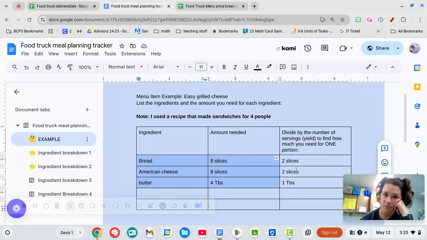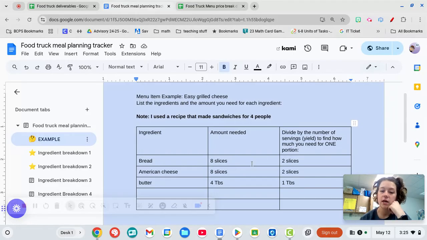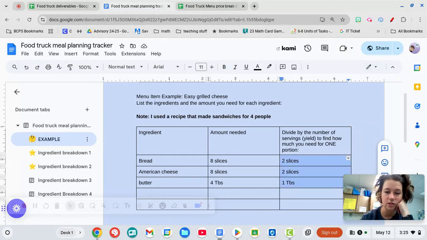This column here is figuring out how many I will need to feed 1 person. Since my recipe feeds 4 people, I'm going to divide the amount I need by 4. 8 slices of bread becomes 2 slices. 8 slices of cheese becomes 2 slices. 4 tablespoons of butter becomes 1 tablespoon of butter. This is how much I will need of my ingredients to feed 1 person. I need this so I can calculate how much it will cost to make a grilled cheese for 1 person.